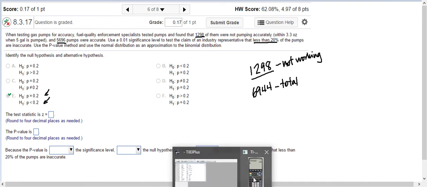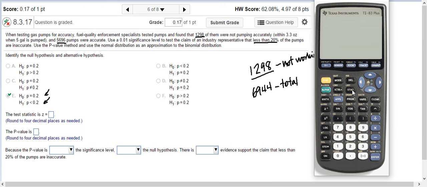Alright, so now what we're going to do is go use the calculator to do this. So I'm going to do stat, and we go over to tests, and we go down to one proportion z-test. This is a proportion because we're talking about 20%. 20% is a rate or a proportion. And it's just one proportion. We're going to do a z-test. Alright, so P0 here is what they claim that it should be, and it should be 0.2. Now X is the number that do not work. There's 1,298 that are not working, and N is the total number. So this is where you'll put the 6944.